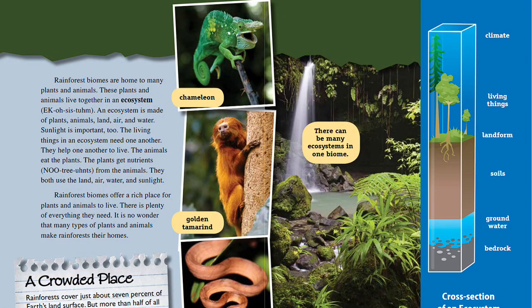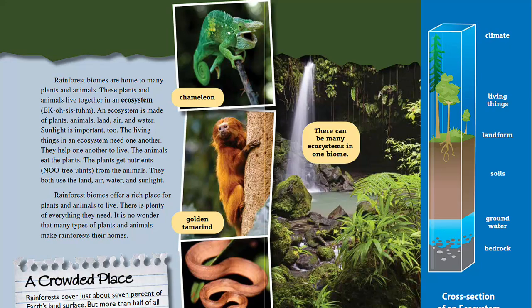Rainforest biomes are home to many plants and animals. These plants and animals live together in an ecosystem. An ecosystem is made of plants, animals, land, air, and water. Sunlight is important too. The living things in an ecosystem need one another. They help one another to live. The animals eat the plants. The plants get nutrients from the animals. They both use the land, air, water, and sunlight.